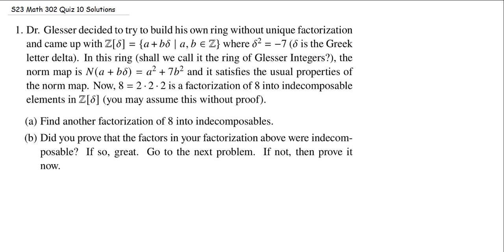Dr. Glesser decided to try to build his own ring without unique factorization. This is something based on what we've been doing in class. We look at what in class I called the Dedekind integers, which was Z adjoin theta. So that's what we've been dealing with in class, the Dedekind integers.